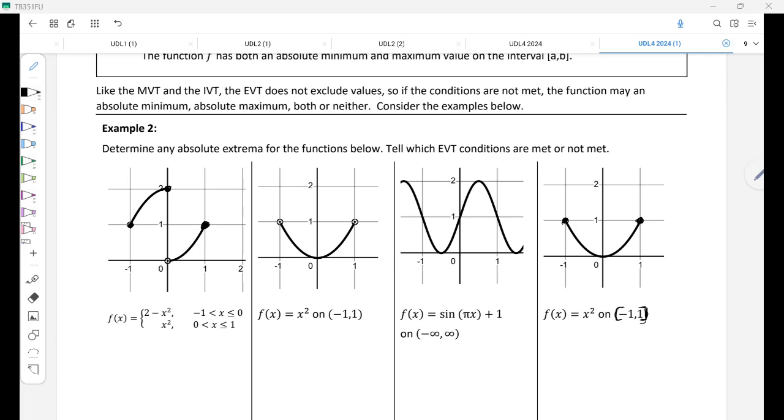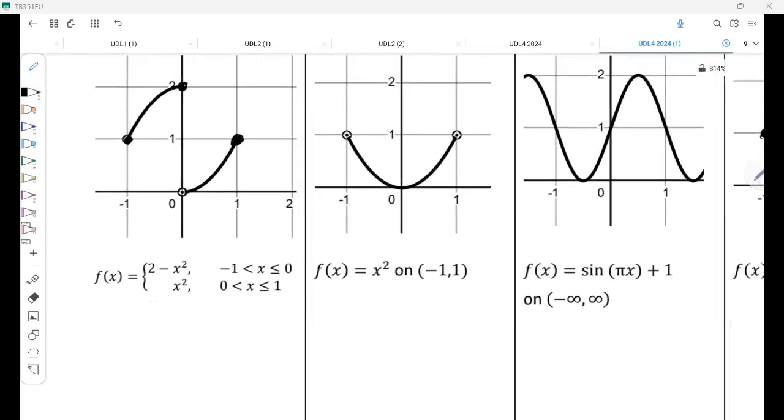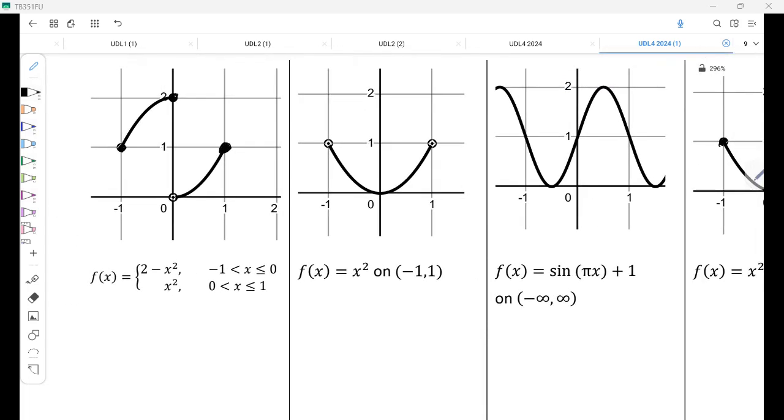So, okay. We're going to answer 2 questions on both of these. Are the EVT conditions met or not met? And do we have relative minimums and maximums? So let's start with the first one. Sorry, I said relative, I should be saying absolute. This is really about absolutes. Does the function in number 1 have an absolute maximum value? Yes. What is that value? 2.